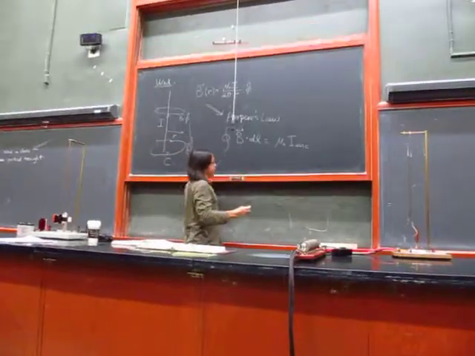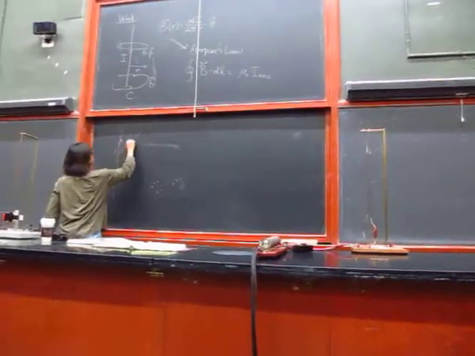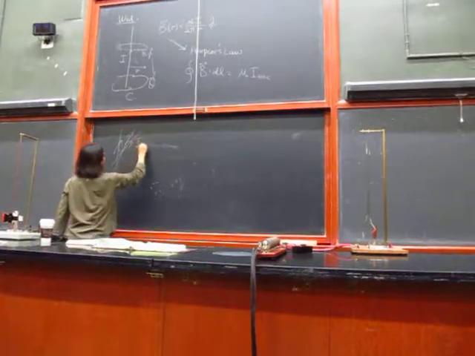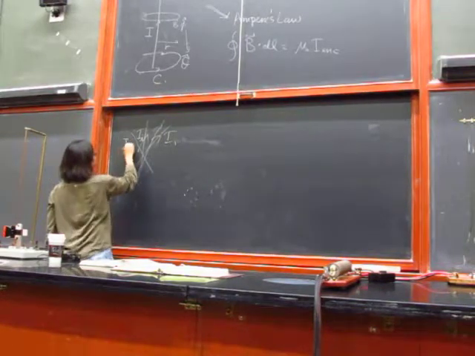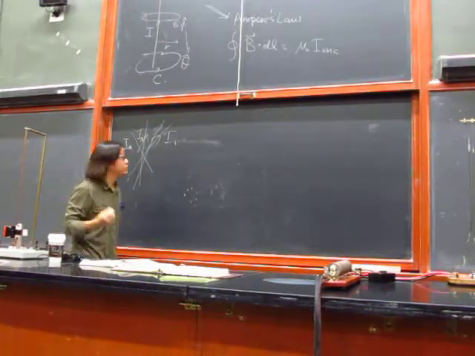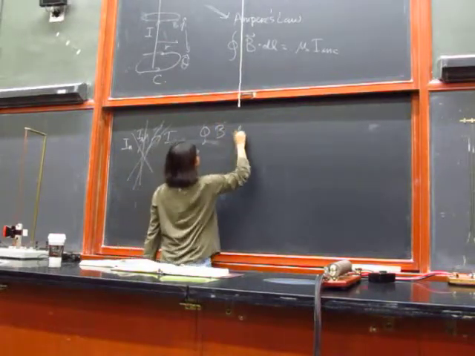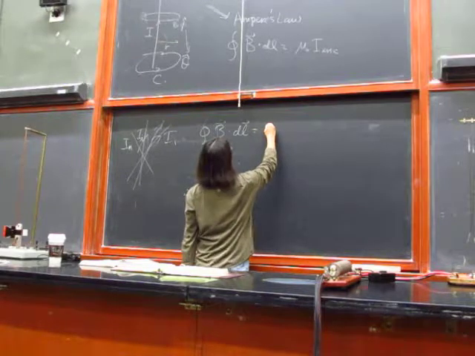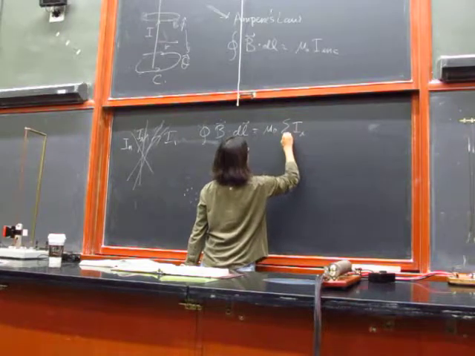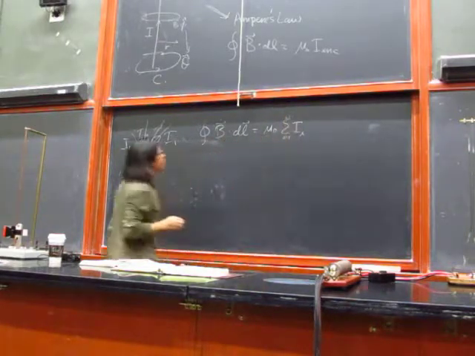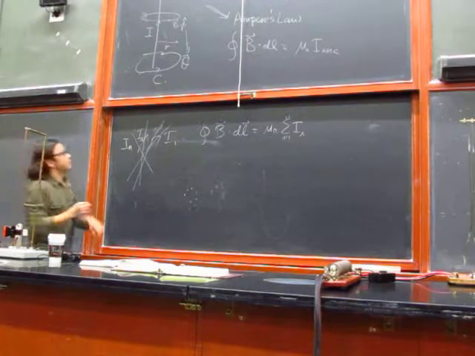Okay, and you can generalize this into any current. And they can be pointing in different directions if you want. And this is also equal to mu naught sum over. Okay. So that's Ampere's law.